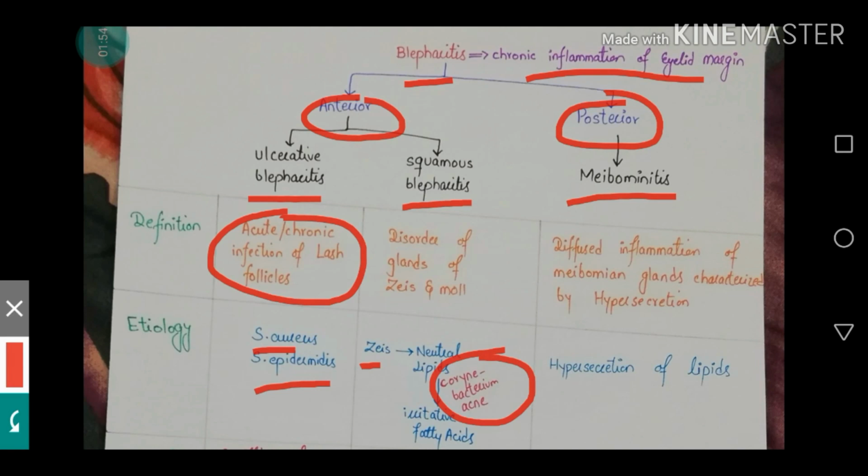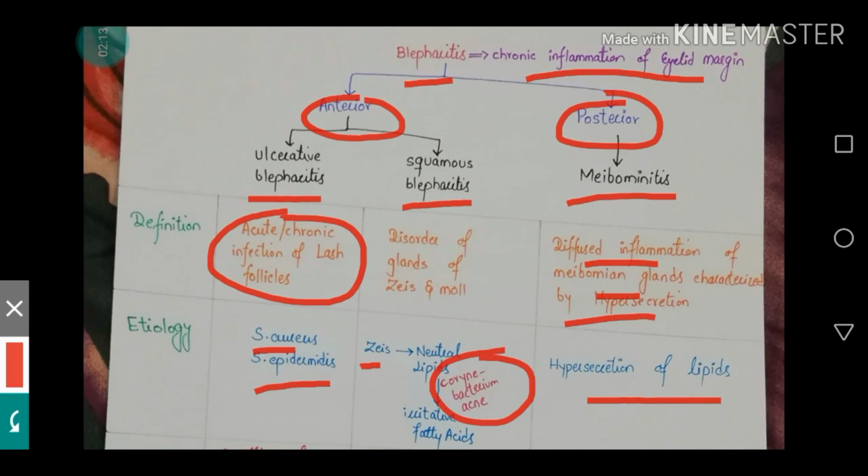Talking about meibomianitis, it is defined as a diffuse inflammation of meibomian glands characterized by hypersecretion of lipids. So hypersecretion of lipids by the meibomian glands will eventually lead to meibomianitis, which is the posterior blepharitis.